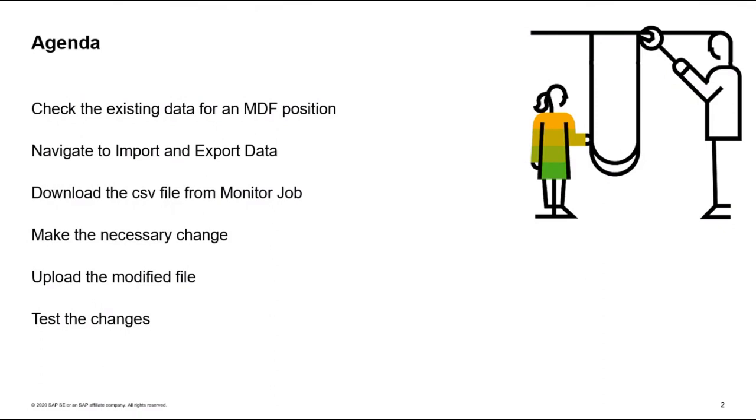We will first check the existing records for an MDF position as an example. We will navigate to the tool Import and Export Data to trigger the actual export. We will go to Monitor Job to download the CSV file. We will then make a change in this document and import the modified version in the system. Finally, we will test our modification.